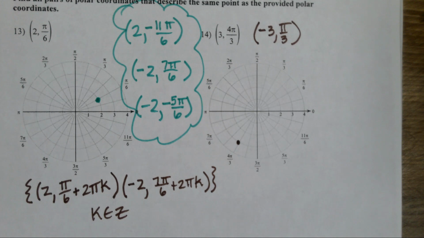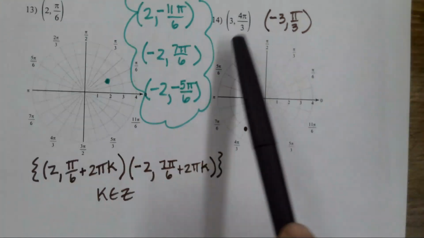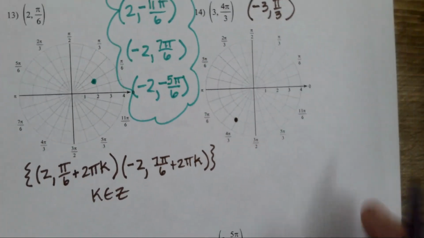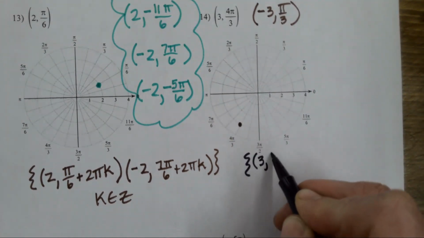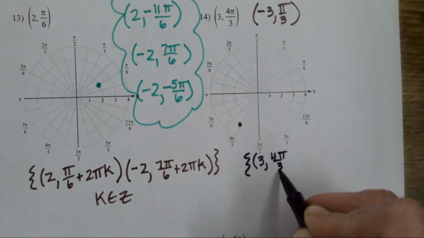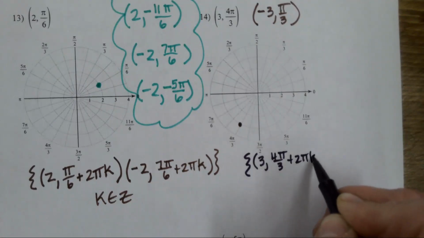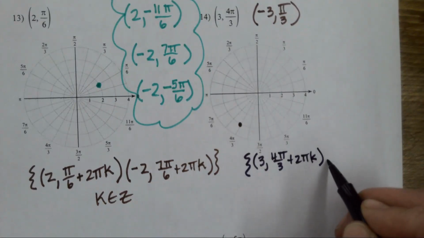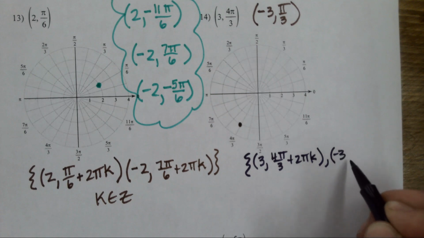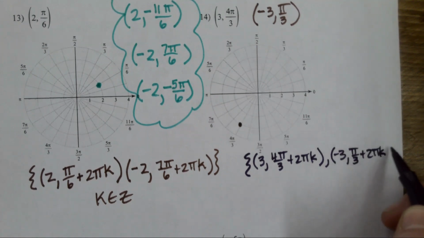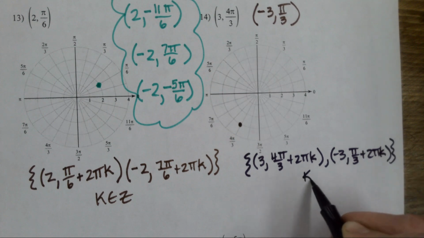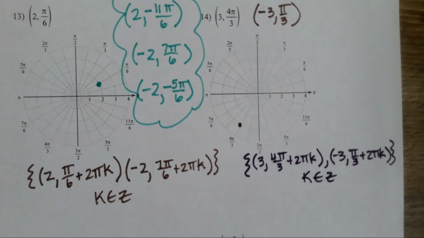and now I'm going to put it into my all solutions form. So I've got my 2 angles that I'm going to work with. I'm going to get my solution as 3 comma 4 pi over 3 plus 2 pi k. And my other solution is -3 comma pi over 3 plus 2 pi k, where k is an element of the integers.